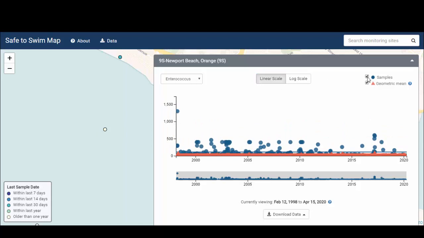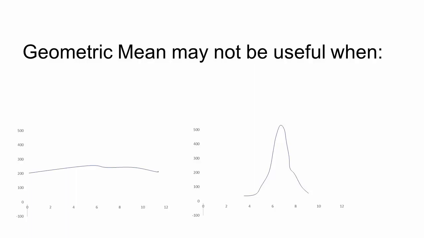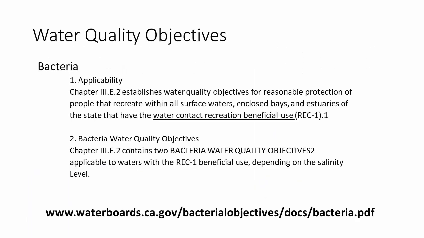We don't use geomeans when the data set is very small or when the data is normally distributed around high values. Fecal indicator bacteria helps us to understand whether or not it's likely to have disease-causing agents in our water. The state has put together several water quality objectives to help us interpret our data.